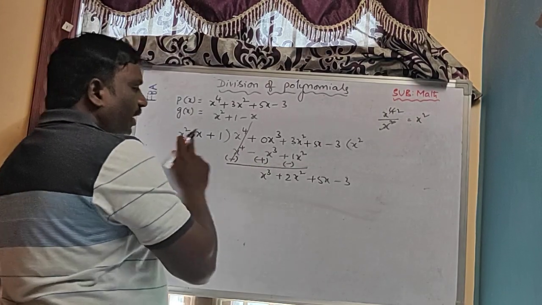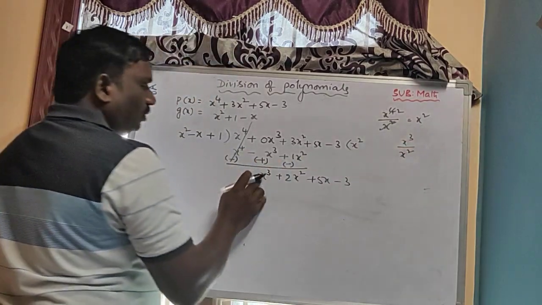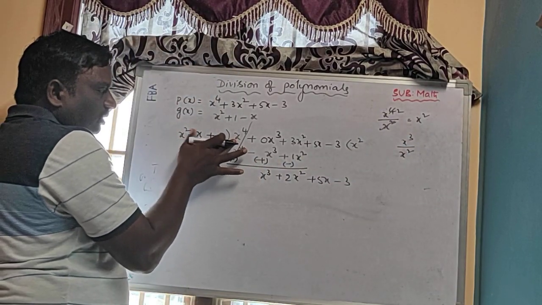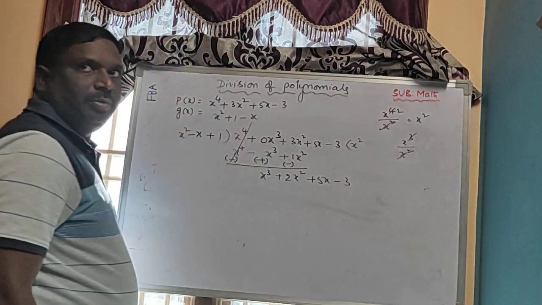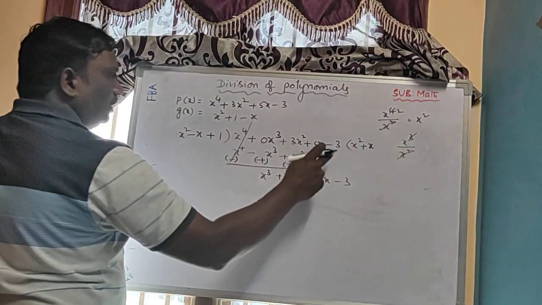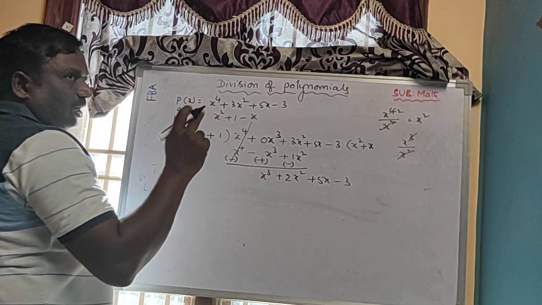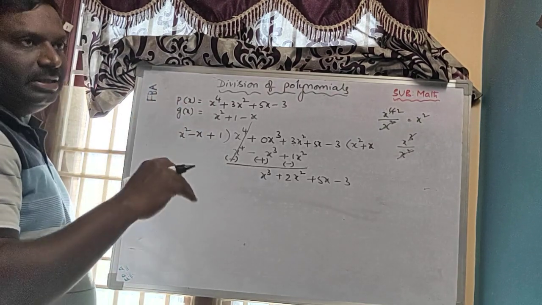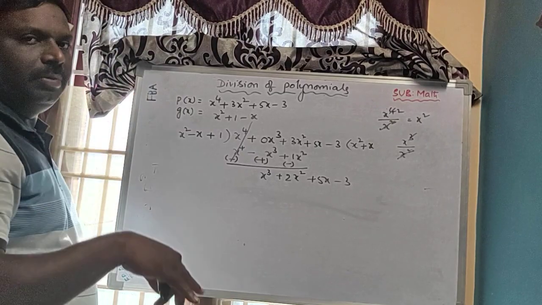So x cube by x square. First term by first term, here also first term by first term. So x cube by x square means one time it will go. So plus x. Again, this plus x you have to multiply with these three terms. When you are multiplying the terms, as I already said in the previous session, you have to multiply the symbols also.